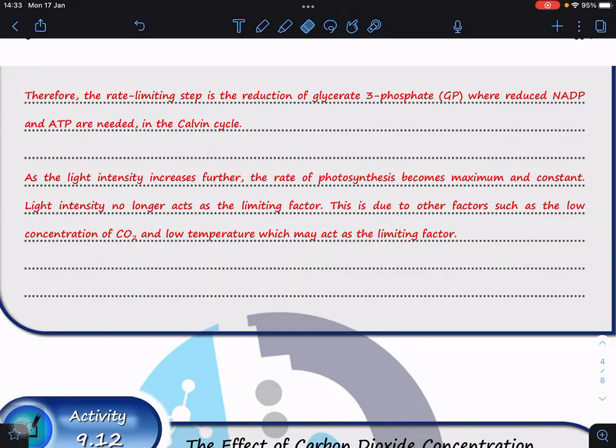I see some of you don't know what I'm talking about. Calvin cycle, guys. That frightens me.